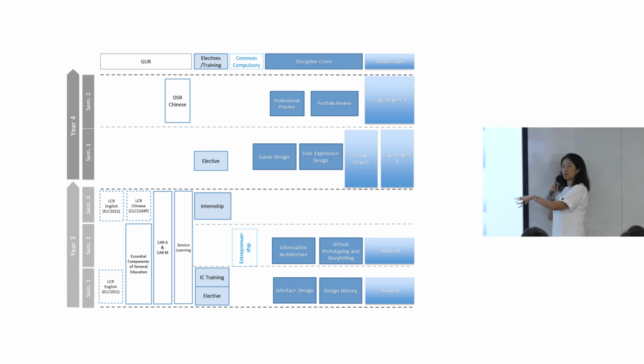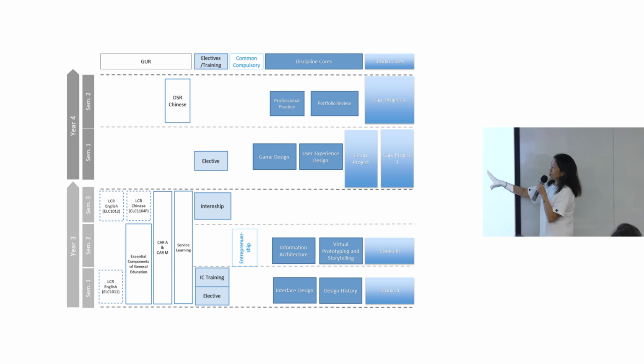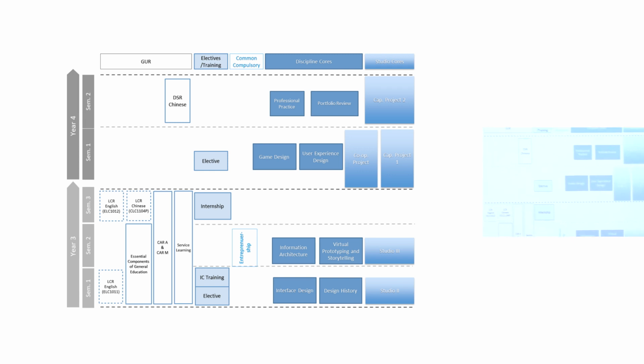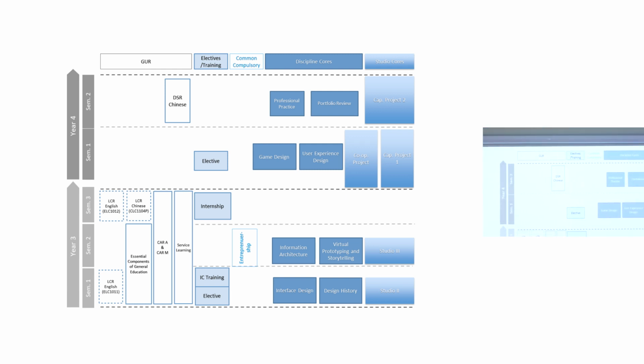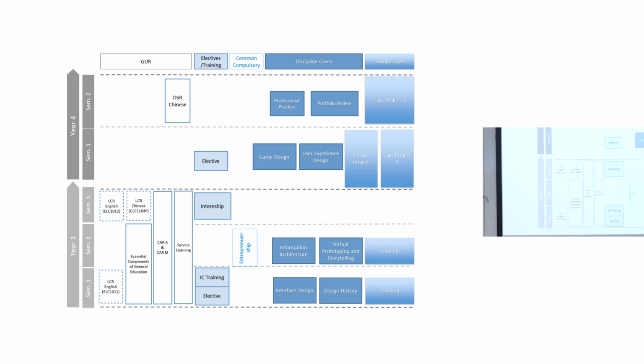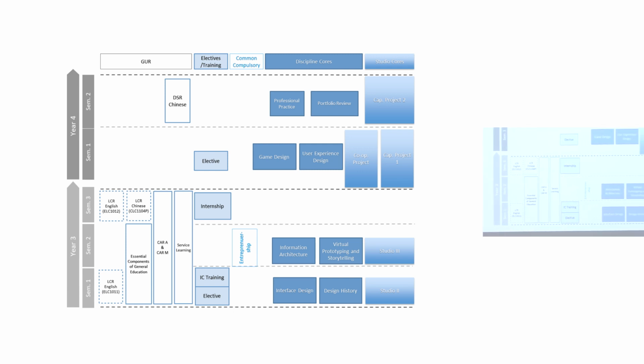So this is our course structure. So this is what you will be doing in year 3, basically your first year, right? So equivalent to year 3 and year 4. And then these are the different type of courses you need to fulfill, okay?